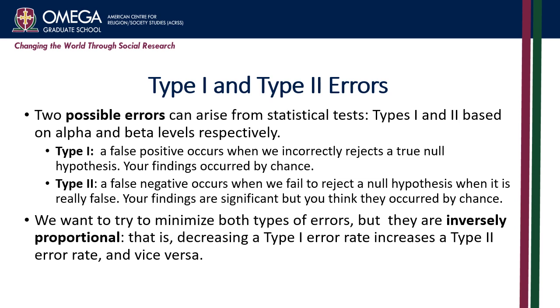We want to try to minimize both of these types of errors, but they are inversely proportional. That is, decreasing a type 1 error rate increases a type 2 error rate, and vice versa.